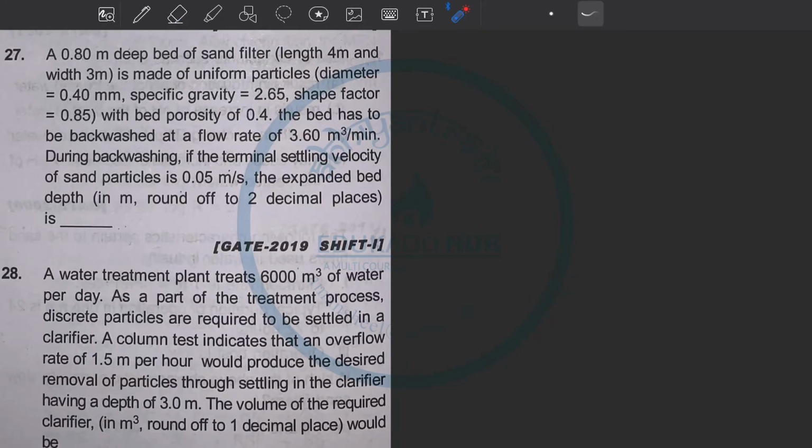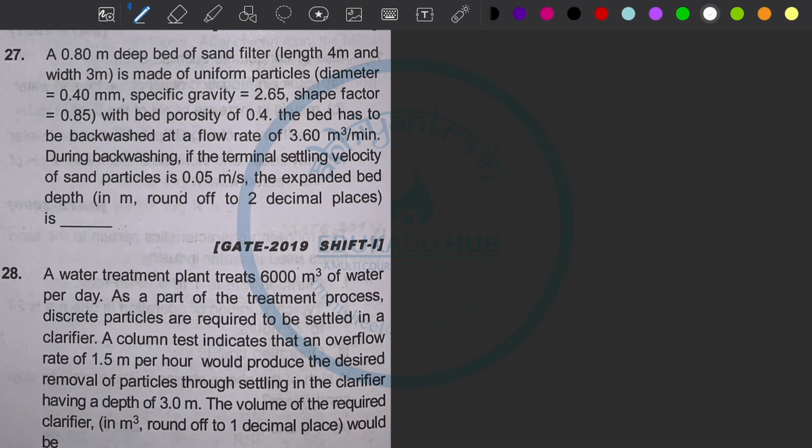Let us move on to question number 27. A 0.8 meter deep bed of sand filter, length 4 meter, width 3 meter, is made of uniform particles, diameter 0.4 mm, specific gravity 2.65, shape factor 0.85, bed porosity 0.4. The bed has to be backwashed at a flow rate of 3.6 meter cube per minute. During backwashing, the terminal settling velocity of the sand particle is this much. We need to find the expanded bed depth.